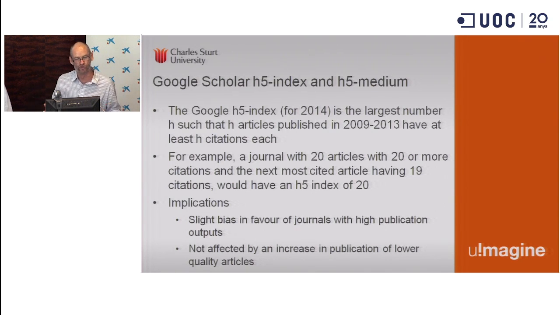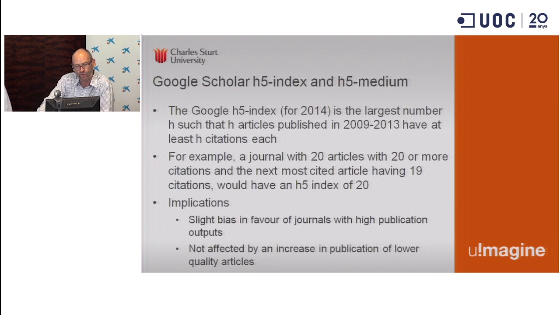But if, for example, you have a journal that has 20 articles that have 20 or more citations during that 5-year period, and the next most cited article only has 19, then the H5 index would be 20. But as soon as that next most cited article lifts up to 21 citations, then there are now 21 articles that have got 21 or more. No, the 21 has to lift as well. So those bottom two lift up a couple, then you raise the H5 index up to 21.